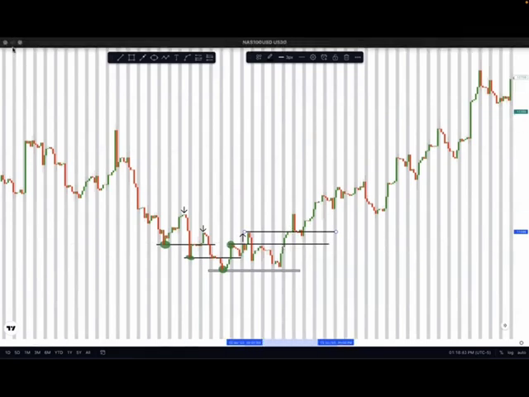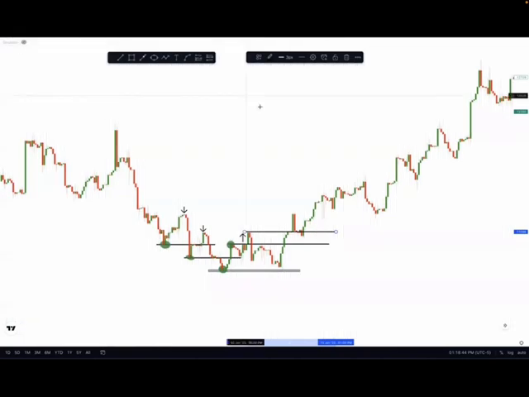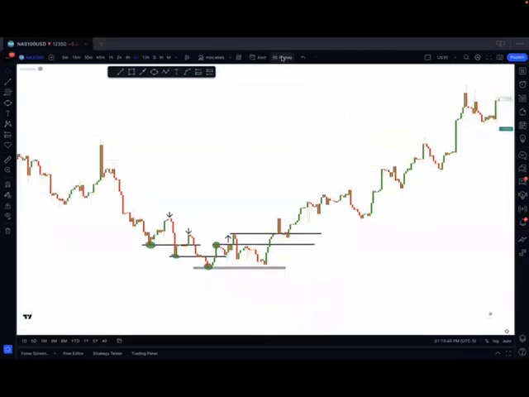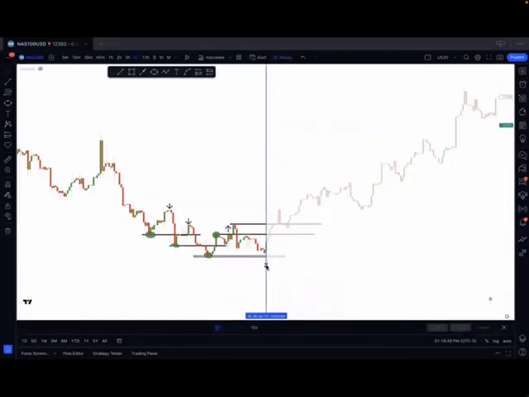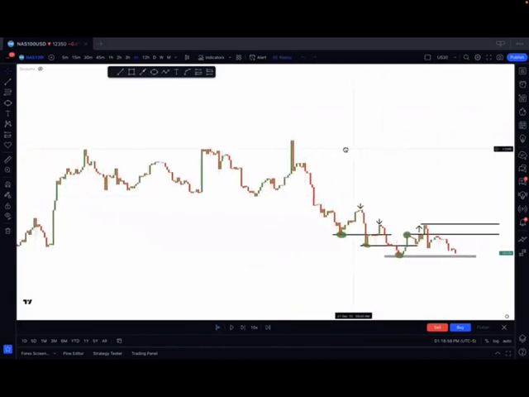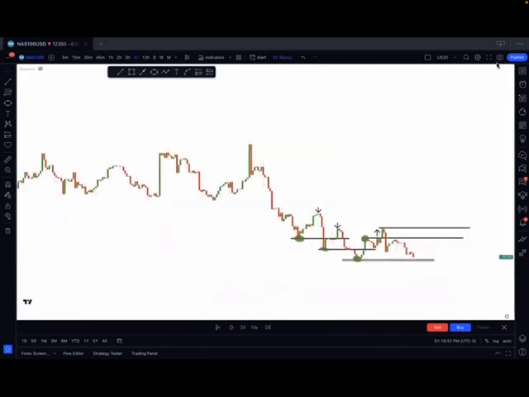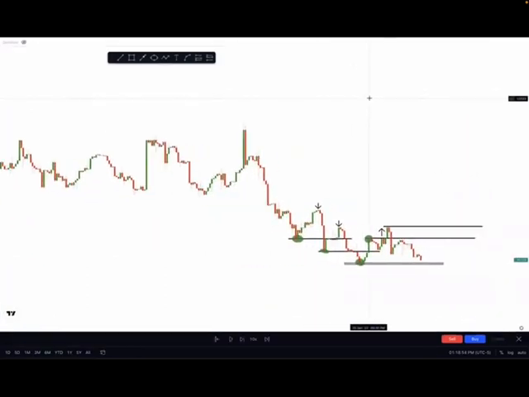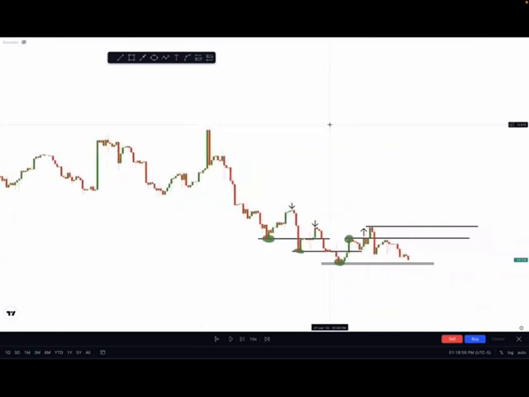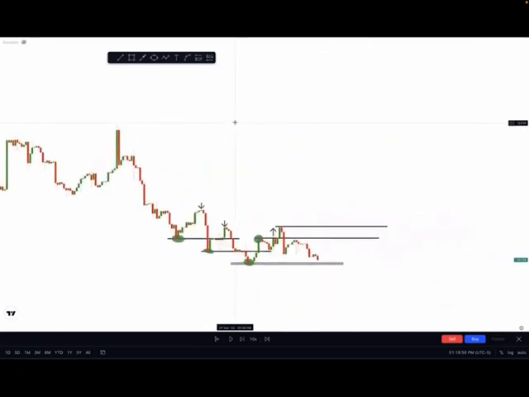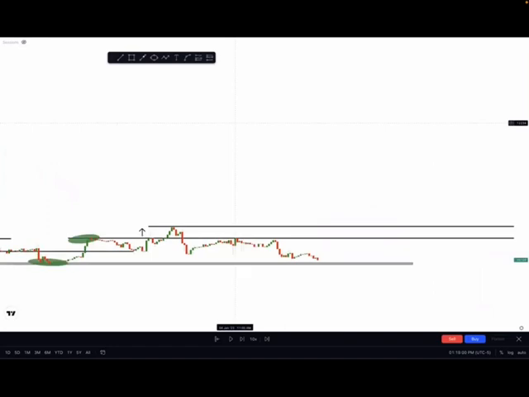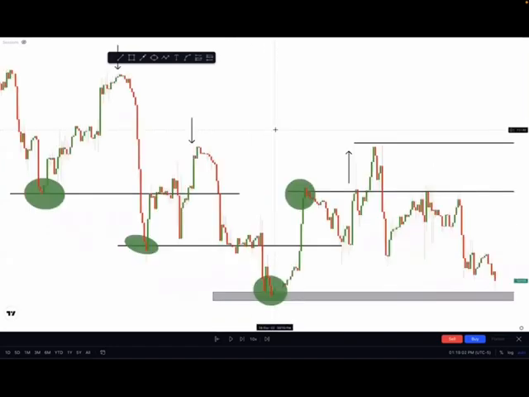So let me just go back, hit the replay, come here, right? Go back to this. And currently we are on, I believe, the 3 hour. But let's just go down to, matter of fact, let's really see what's going on. Let's just go down to the 15.